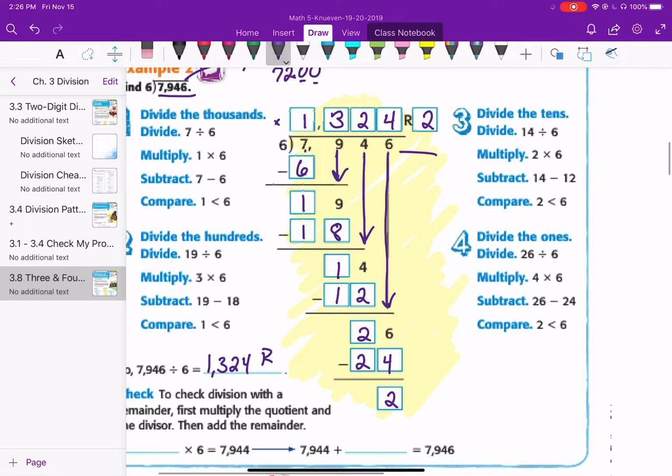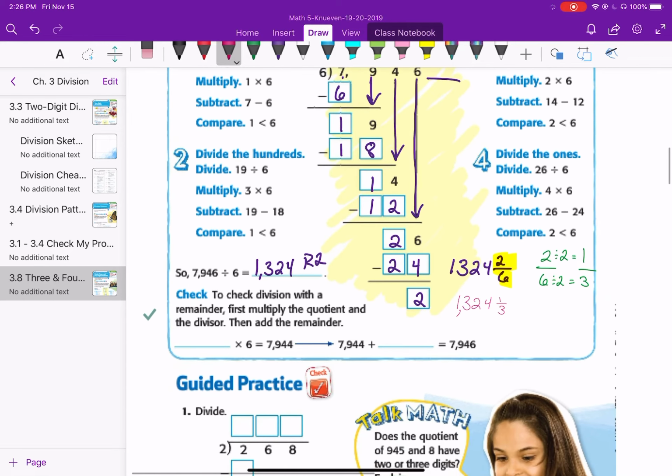1,324 remainder 2. Now, I do want to start looking at our quotients as saying, well, this is actually 1,324 and 2/6, which then we can look at our fraction and say, well, they have a common factor of 2 because 2 divided by 2 is 1, and then 6 divided by 2 is 3. So this could be reduced to 1,324 and 1/3. So we can start looking at our remainders as fractions, putting them over our divisor, and then simplifying if we can.